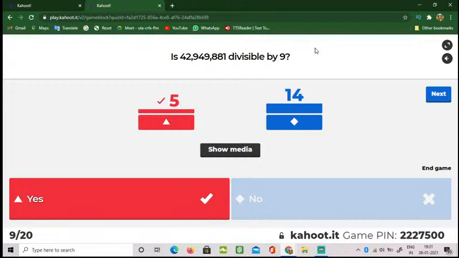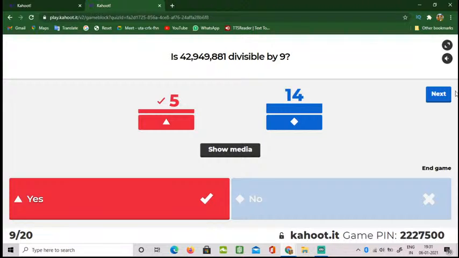As I said, for the divisibility rule of 9, you have to add all the digits in that number, and that sum has to be divisible by 9. Then the number is divisible by 9. So the correct answer is yes.